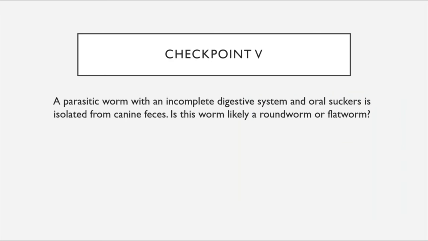So now we've completed our discussion of the helminths. We just have one final checkpoint to finish us off here. A parasitic worm with an incomplete digestive system and oral suckers is isolated from canine feces. Is this worm likely a roundworm or a flatworm? And once you finish this checkpoint, you are finished with chapter 5.